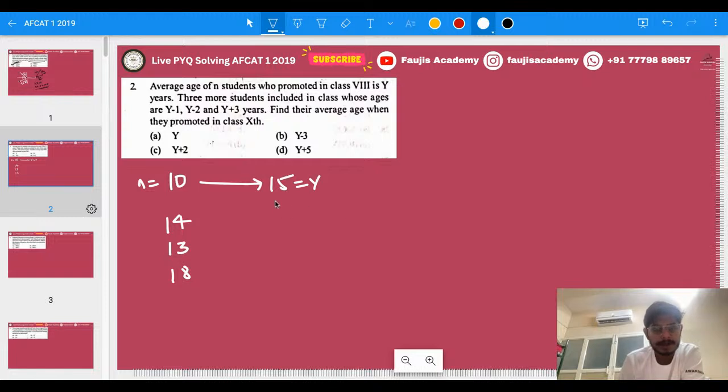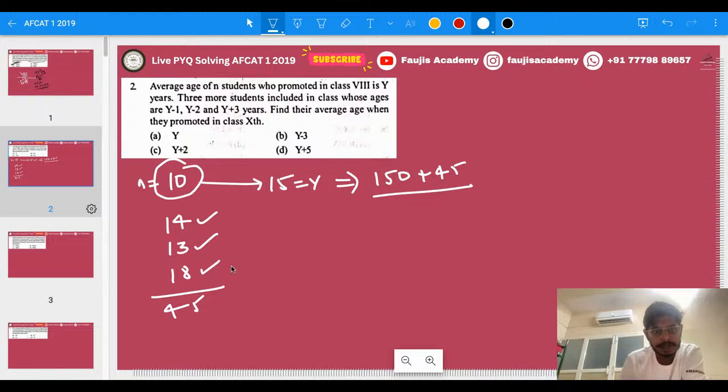Over here the total age will be 150, plus 14, 13, and 18, which adds up to 45. Already 10 guys were there, now 3 more are there. So 195 divided by 13. Is this number 15?